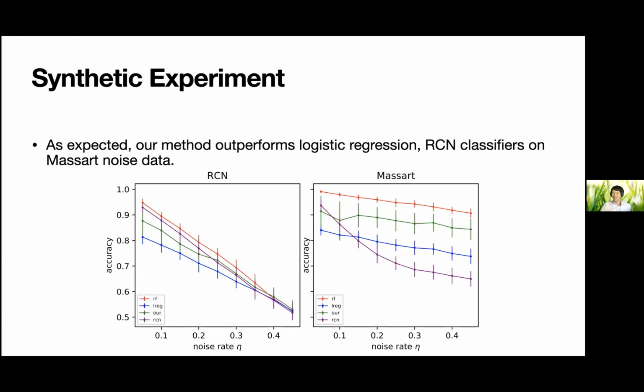So the first experiment was just, what happens with Massart noise? The green line is ours. Blue and purple are logistic regression and the algorithm that works for RCN halfspaces. And as expected, our algorithm works much better on the right-hand side. On the left-hand side is RCN, and all the algorithms work basically the same.